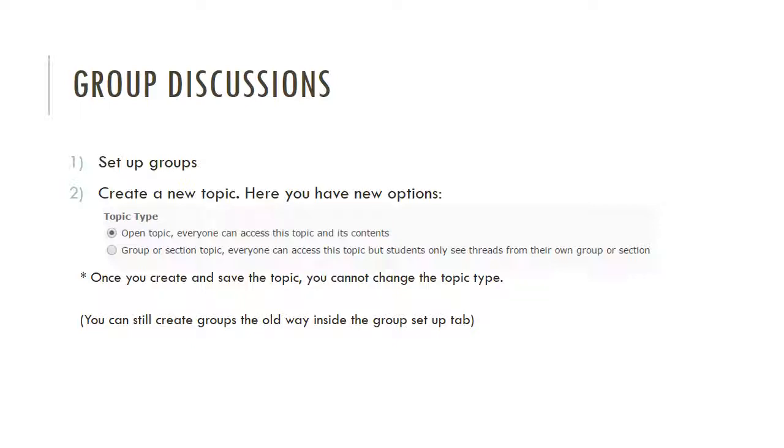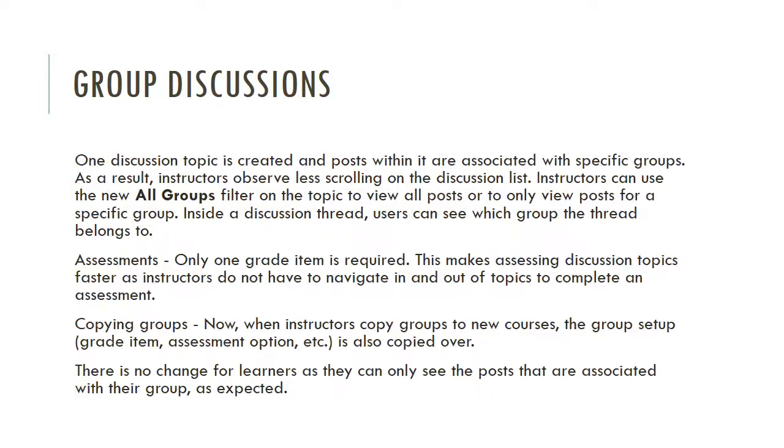And you still can create group discussions the old way inside of the group setup tab, but doing it this way I think helps out with making there only be one grade item in the grade book. So that can really clean things up for you. You can also copy these groups into your next class. You can copy how the grade item and all that is set up if you're going to use this semester after semester. And this doesn't change anything for learners. They can only see the posts or discussions that are associated with their group.